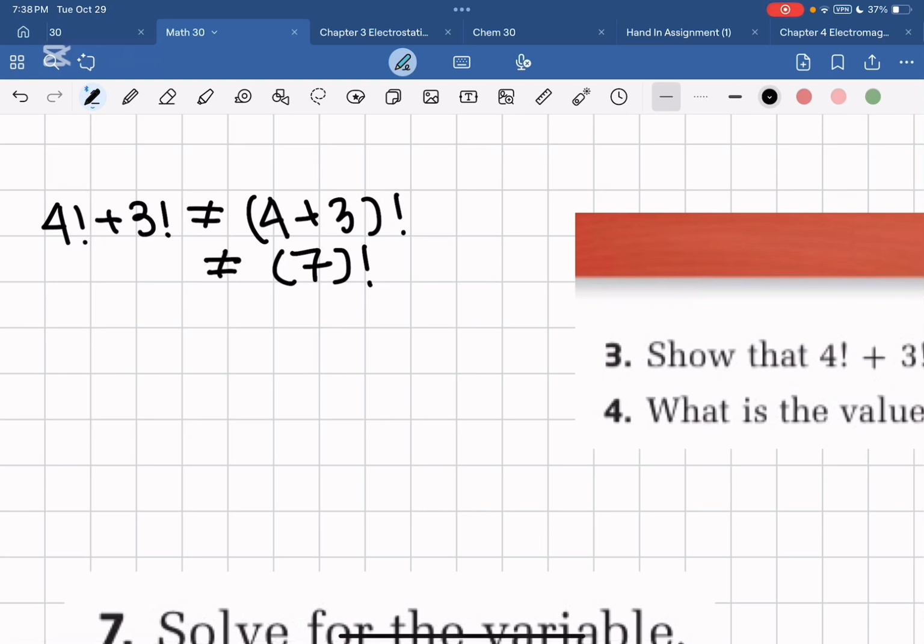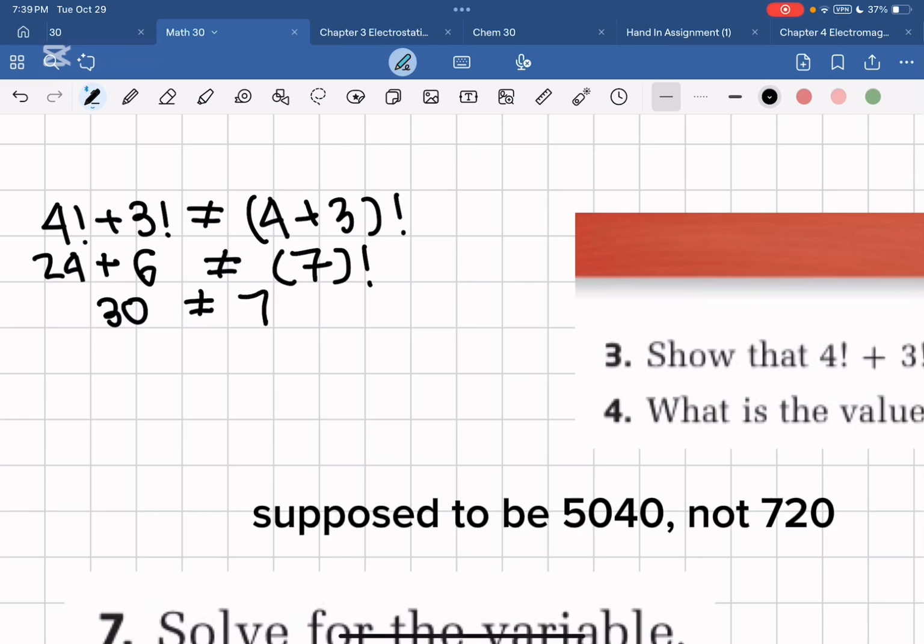4 factorial is equal to 24. So let's just fully do the math on this side. And 3 factorial is equal to 6. This side equals to 30. 7 factorial is equal to 720.